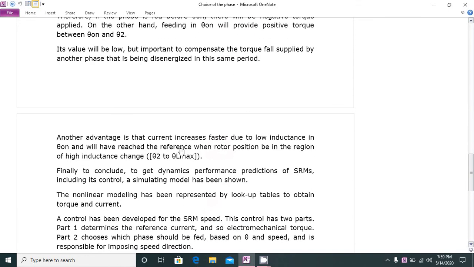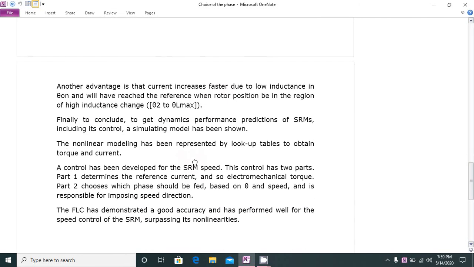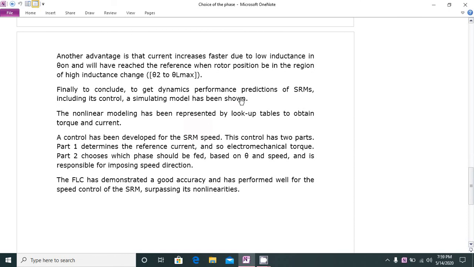This is the advantage: current increases faster due to low inductance at theta on and will have reached the reference when rotor position is in the region of high inductance change, theta 2 to theta L max. Finally, to conclude, to get dynamic performance predictions of SRMs including their control, a simulation model has been shown. The nonlinear modeling has been represented by lookup tables to obtain torque and current.